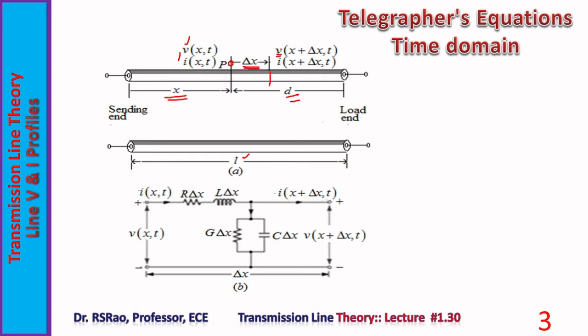Now, this small length of line, it is replaced by its equivalent. The equivalent is shown here. This is current I, at the other end current I(x+Δx,t), and resistance RΔx, LΔx. This is equivalent circuit. GΔx, this is CΔx. So this is equivalent circuit of this differential length line. With respect to this equivalent circuit of differential length line, those equations are valid or derived.